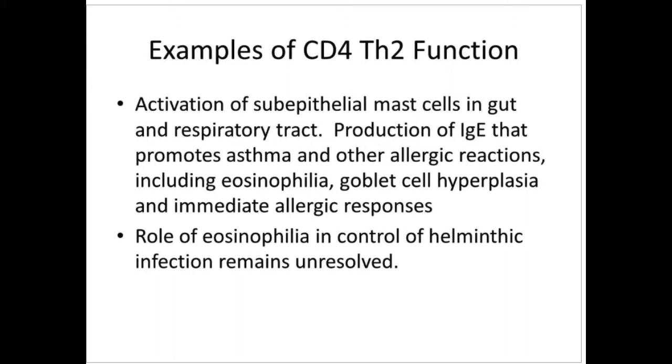So CD4 Th2 function consists of activation of subepithelial mast cells in gut and respiratory tract, production of IgE that promotes asthma and other allergic reactions, including eosinophilia, goblet cell hyperplasia, and immediate allergic responses. In short, Th2 activity tends to drive asthma, possibly eczema to some extent, and other allergic reactions. The role of eosinophilia in control of helminthic infections has been disputed for a long time. There were some older studies suggesting that eosinophils were able to kill helminths, but that's not as well supported as it used to be, just in case you came across that at some point.